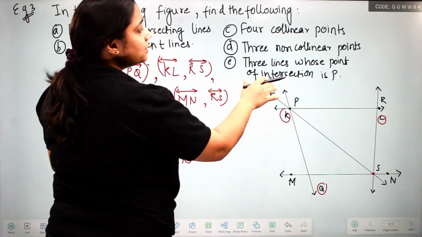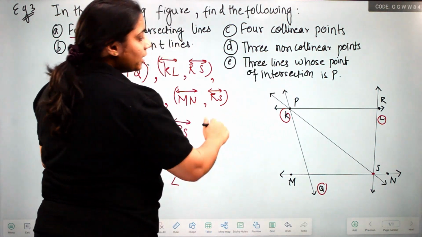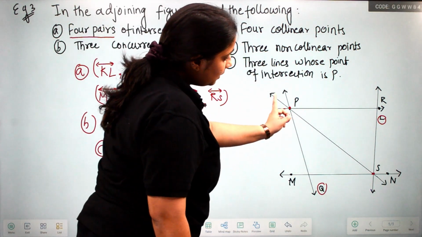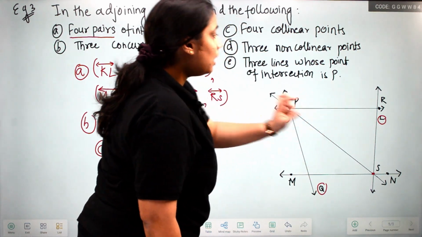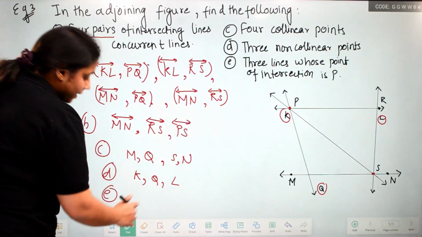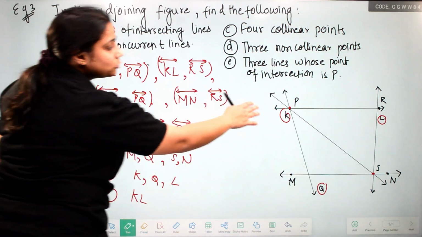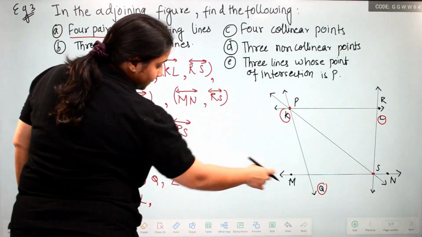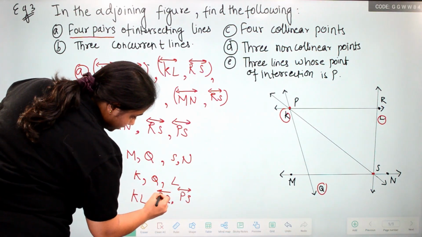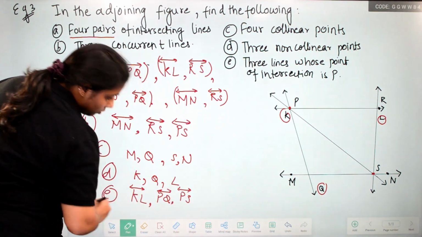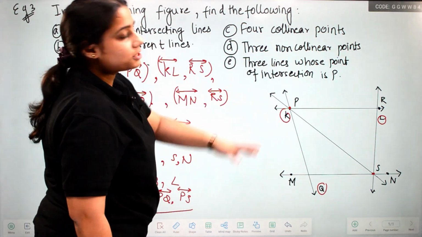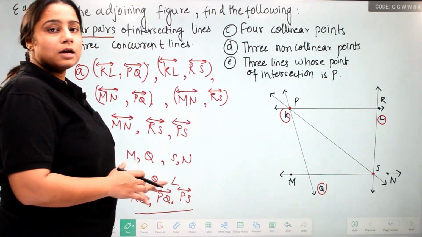Part E, 3 lines whose point of intersection is P. And where is P? This is P. We can see that PQ, PS and KL are the 3 lines whose point of intersection is P. So the required answer is firstly KL, which passes through this P, then PQ, then PS. These all are lines, so I am marking the symbol on them. So these are the three lines which pass through the point of intersection, that is P. So these are the required answer.